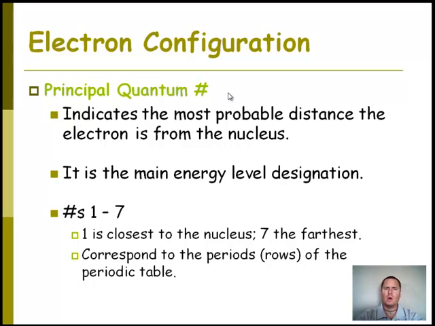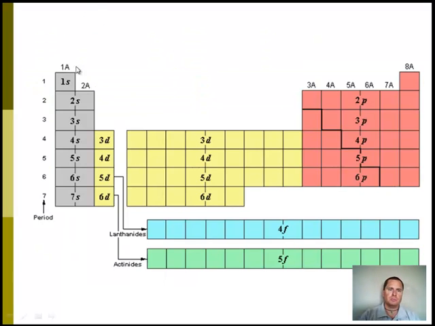And what we see is these quantum numbers correspond to the rows, or the periods, of the periodic table. So if we look at a periodic table here, this would be principal number 1, principal number 2, 3, 4, 5, 6, and 7 as we go across. So it's really easy to know what your principal quantum number is: the same as whatever period you're in.